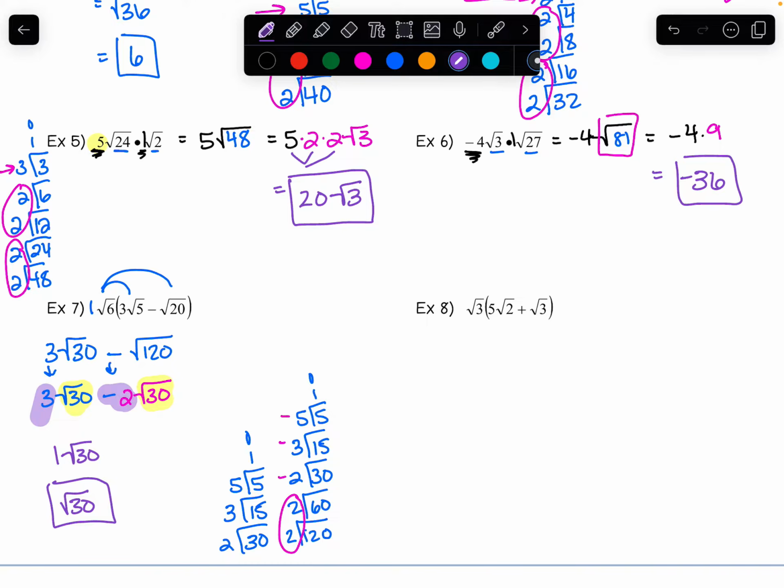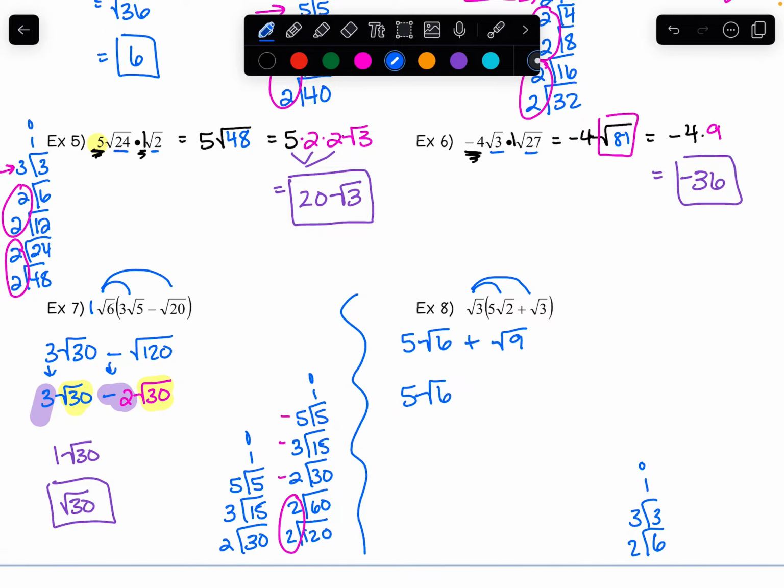Go ahead and pause the video and try example 8. So on example 8, we're going to use the distributive property. The square root of 3 times 5 square roots of 2 will give me 5 square roots of 6 plus the square root of 3 times the square root of 3 is going to be the square root of 9. So let's go ahead and try to simplify this. If I do birthday cake for 6, I will see that I don't have any pairs. So 5 square root of 6 is going to stay that way.